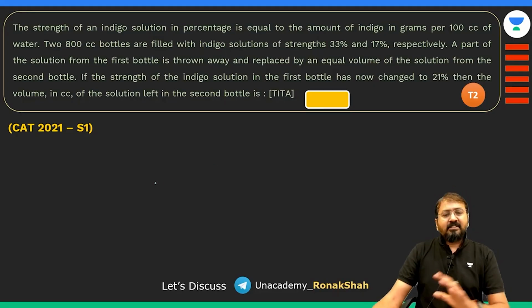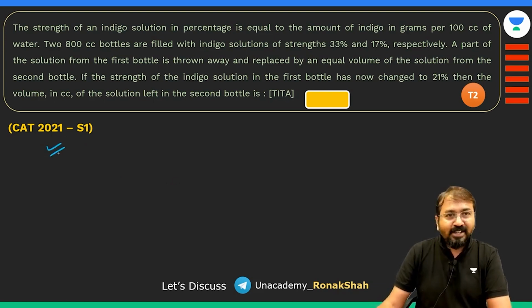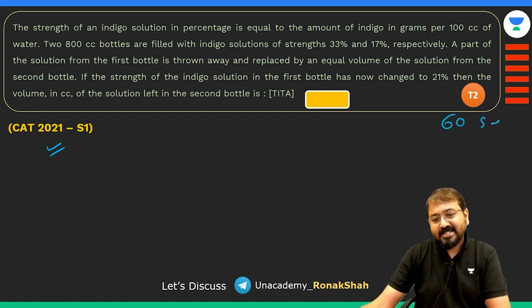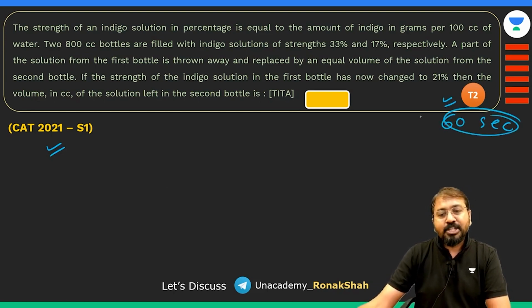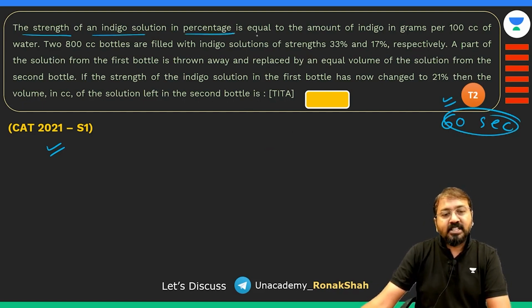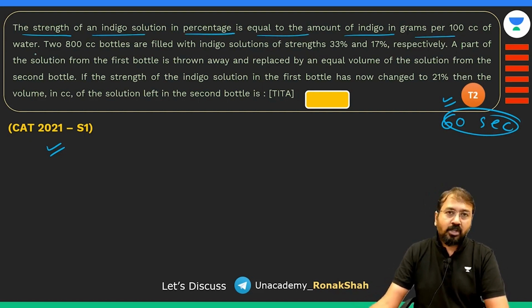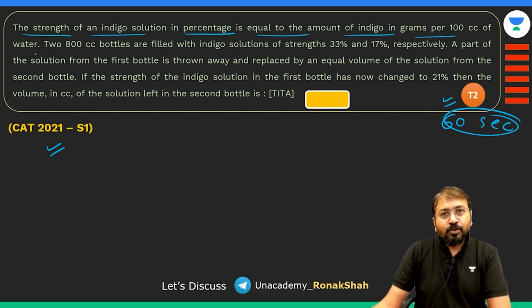Fine, guys. Now let's look at this question. This is straight from CAT 2021 slot 1. And this is actually a very easy question. You can solve it in 60 seconds. It is a simple application of this rule of alligation. The only thing is, look at the first line: the strength of an indigo solution in percentage is equal to the amount of indigo in grams per 100 cc of water. This is something that you know, it's a fact.